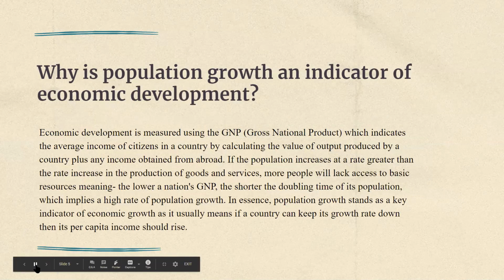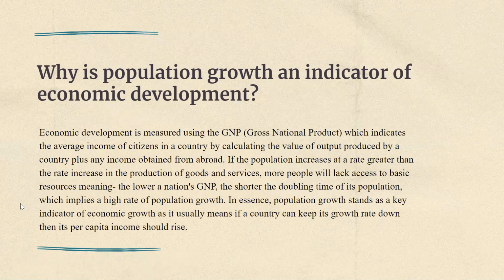Why is population growth an indicator of economic development? Economic development is measured using the GNP, gross national product, which indicates the average income of citizens in a country by calculating the value of output produced by a country plus any income obtained from abroad. If the population increases at a rate greater than the rate increase in the production of goods and services, more people will lack access to basic resources, meaning the lower a nation's GDP, the shorter the doubling time of its population, which implies a high rate of population growth.